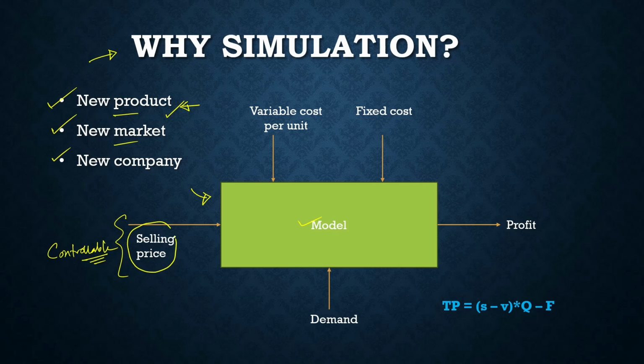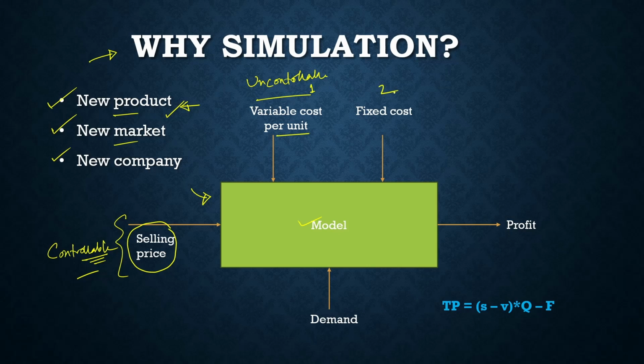Selling price is a controllable factor. You can readily decide what will be the selling price in the market. The management will only decide, nobody else is there to decide. So that is your controllable factor. Some factors are also there which are not controllable. For example, the variable cost per unit, that is uncontrollable or not in your control. So we call this uncontrollable factor.